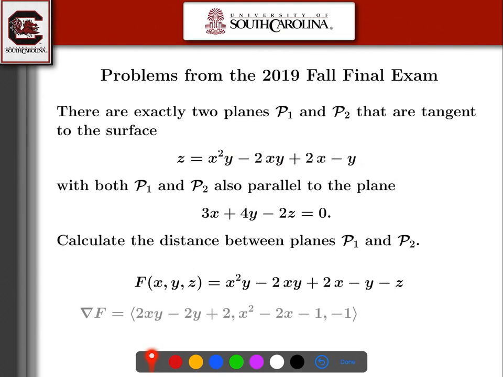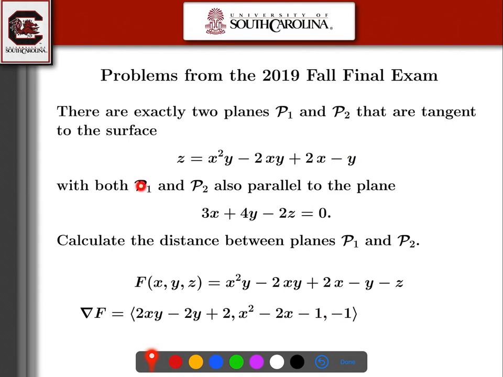So let's go ahead and take that gradient. We take the derivative of this with respect to x. We're going to get 2xy minus 2y plus 2. Take the derivative with respect to y. We're going to get x squared minus 2x minus 1. And the derivative with respect to z is just going to be negative 1. So this is the gradient. And again, if I'm at a point xyz on this surface, this gradient is normal to the tangent plane.